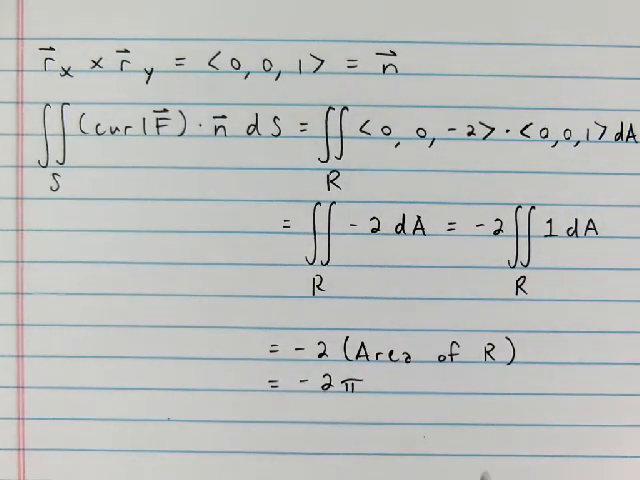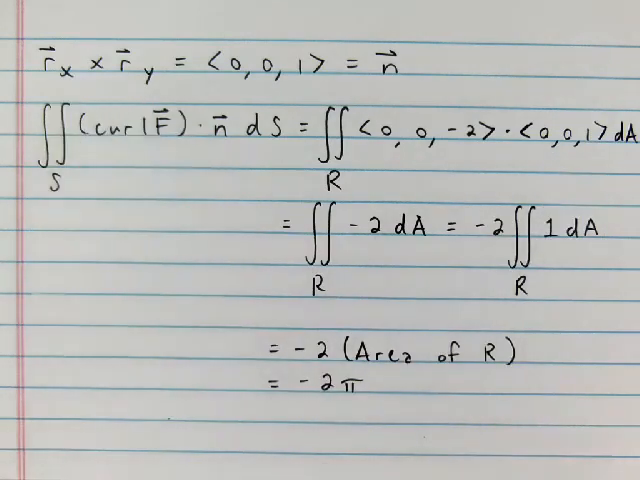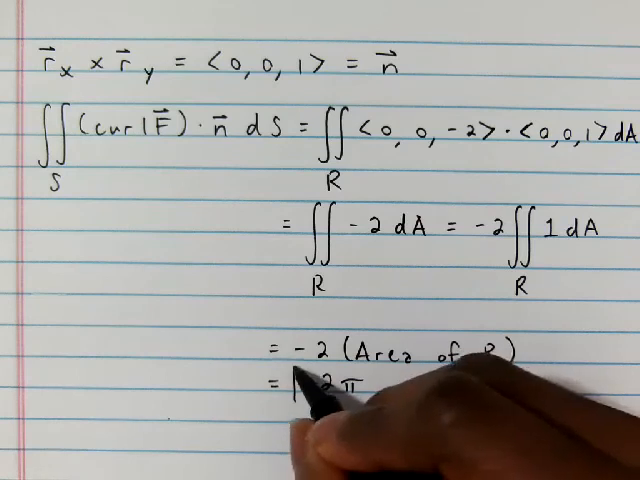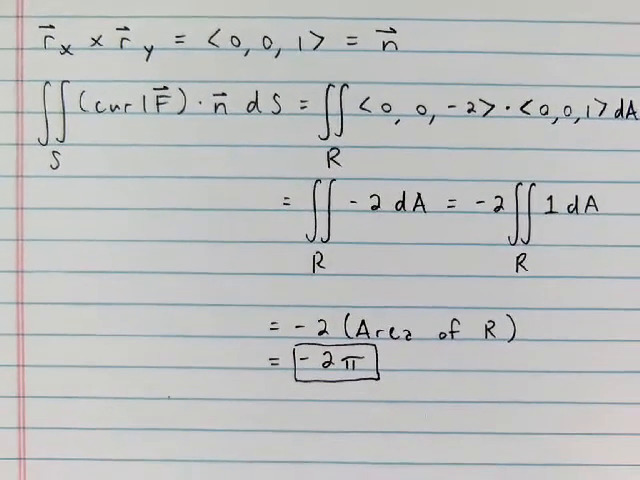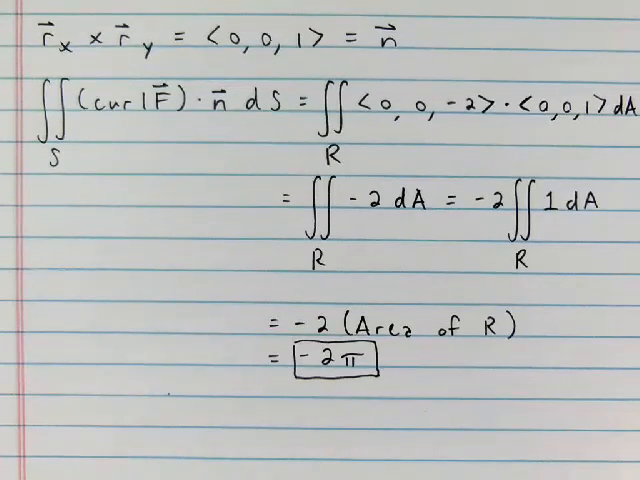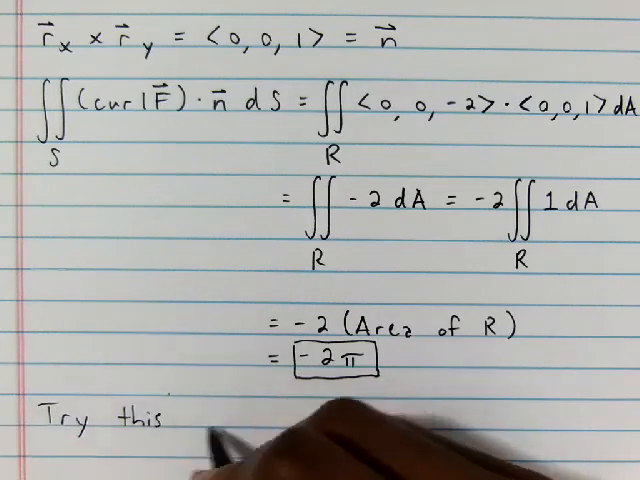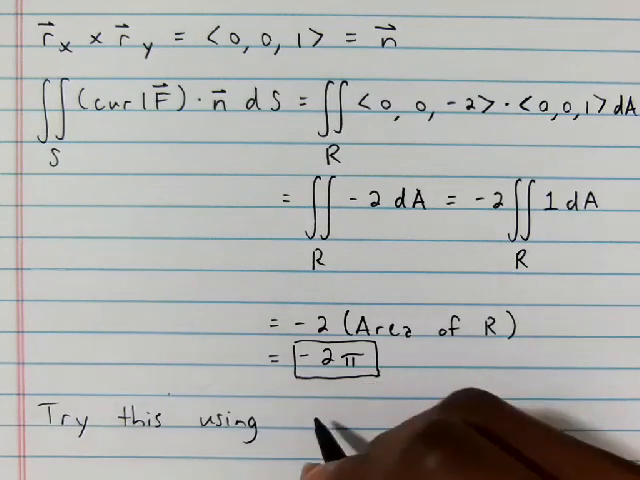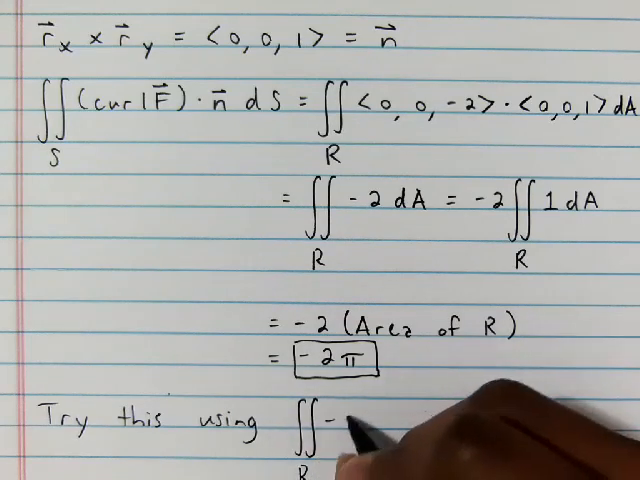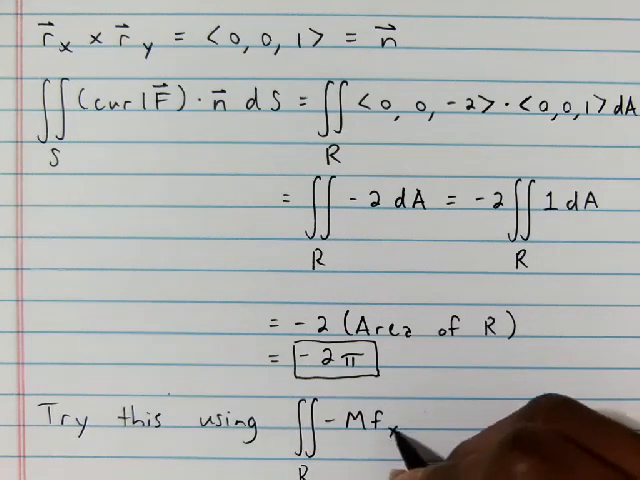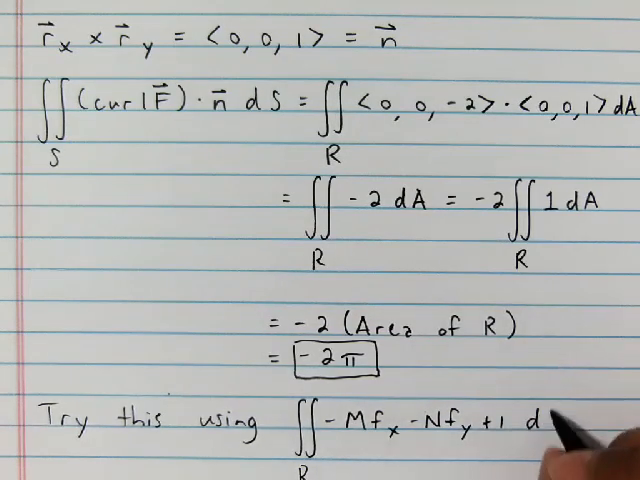All right, so now I did this by not going through those steps. So what I recommend that you try now is doing this a couple of different ways. One of which is that, try this using the double integral over R of -m f sub x minus n times f sub y plus 1 dA.